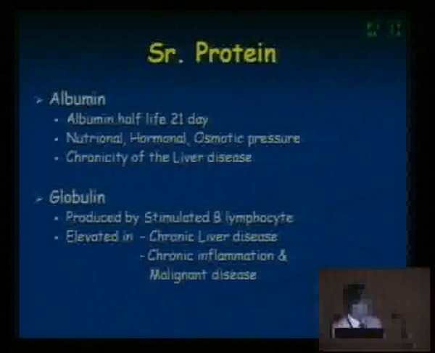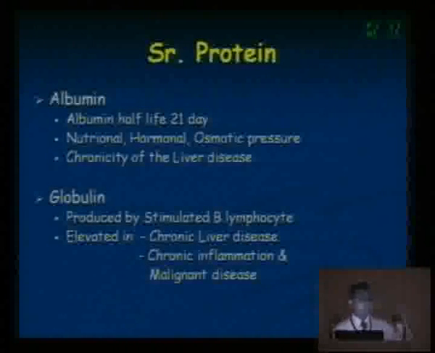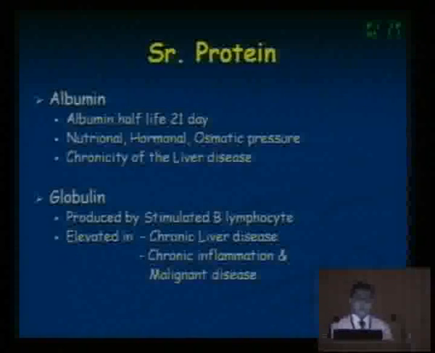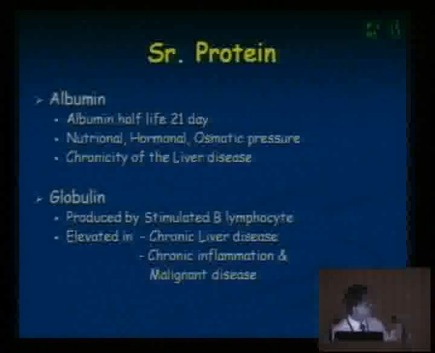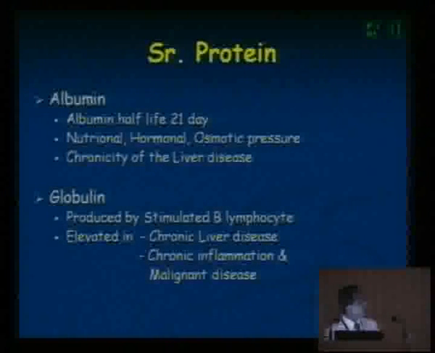Serum proteins. Yes, albumin, you take it as a general term, serum proteins. The liver synthesizes a lot of protein molecules, including your CRP, C-reactive protein, which is also synthesized in the liver. Albumin is a major protein which has a half-life of 21 days. It is involved in the chronicity, and protein synthesis is also based on nutritional, hormonal and osmotic pressures. It tells you about the chronicity of the liver disease.